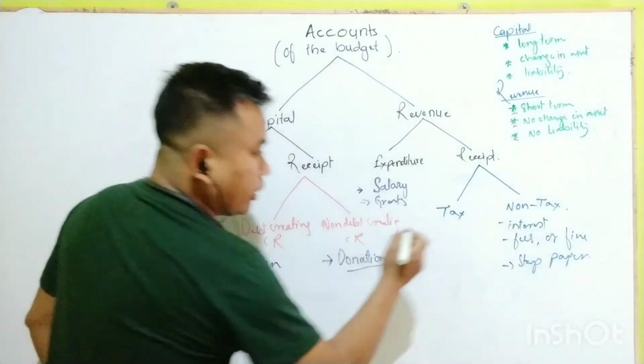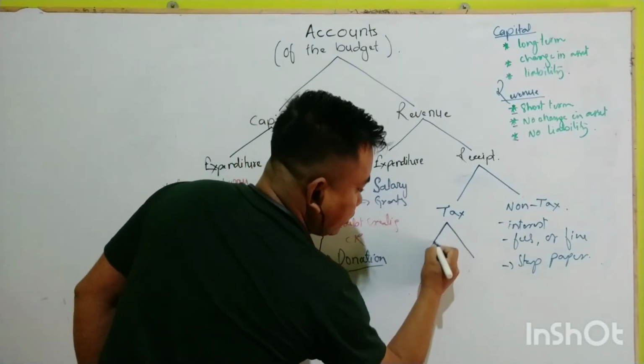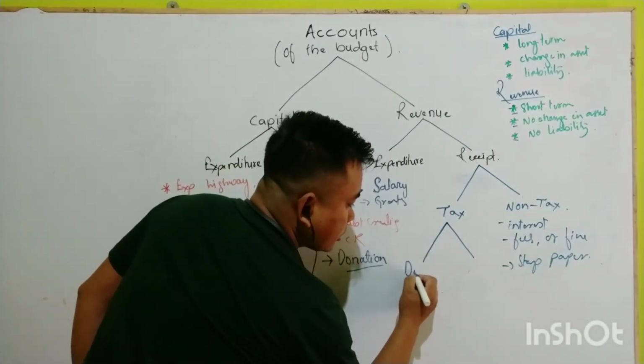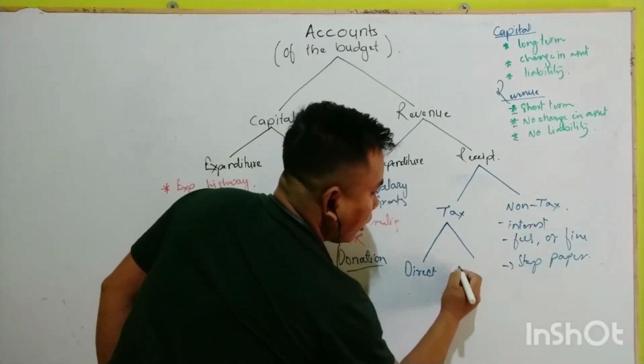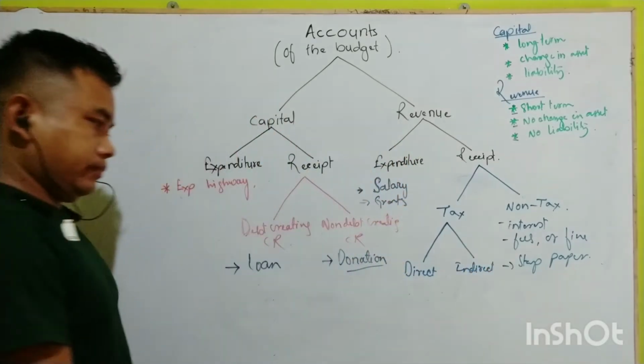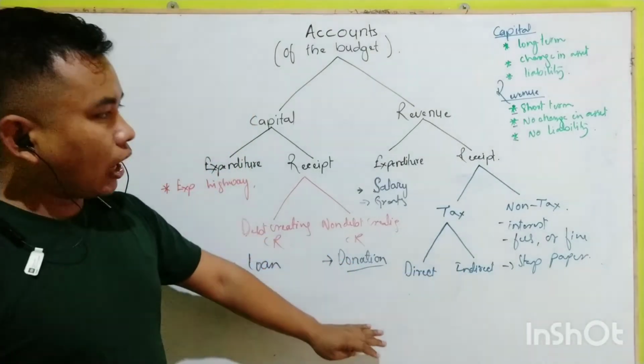Again, look here. Under tax, we classify tax into two again. The first one is known as direct tax, and the second one is known as indirect tax.